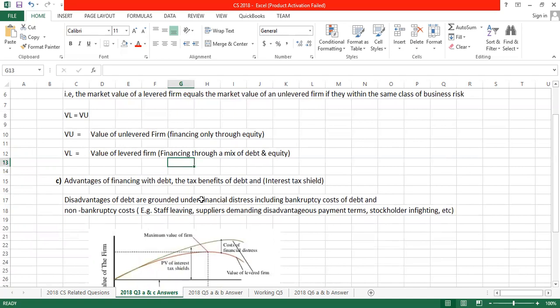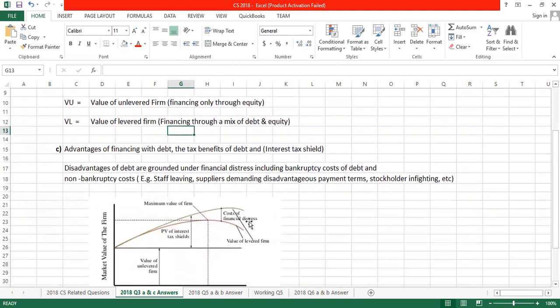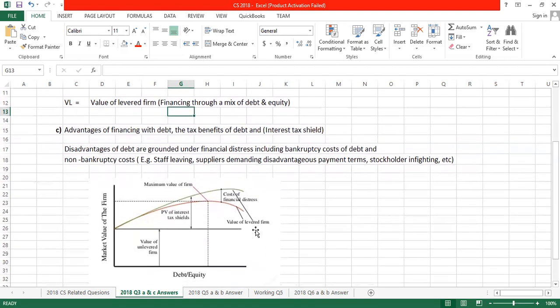Next, see the disadvantages. The main disadvantage of borrowing debt is financial distress. Financial distress includes the bankruptcy cost of debt and non-bankruptcy costs. Non-bankruptcy costs include staff leaving, suppliers demanding disadvantageous payment terms, stockholder infighting, etc. You can see the financial distress. This gap is the financial distress. This is the main disadvantage.